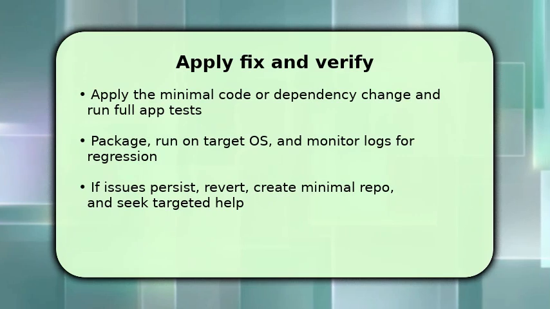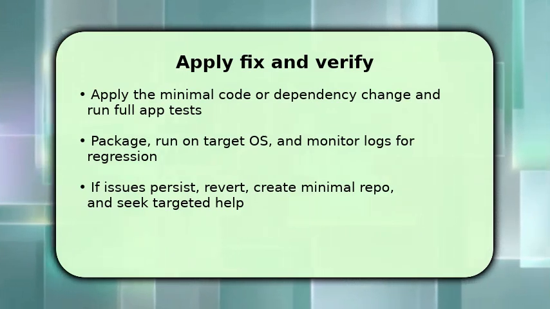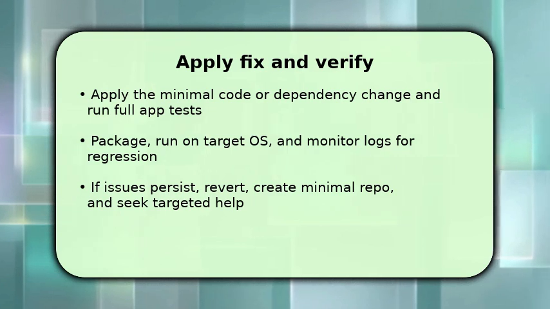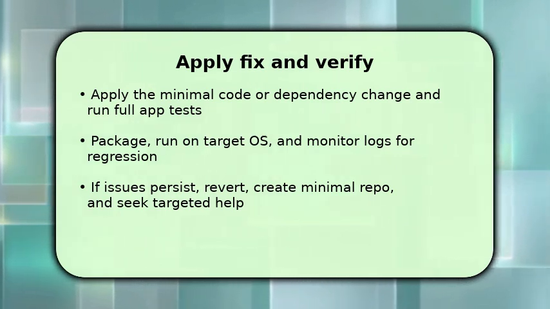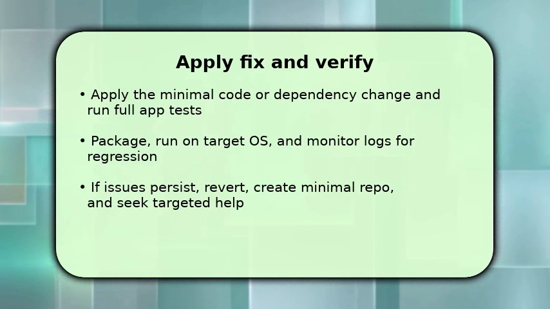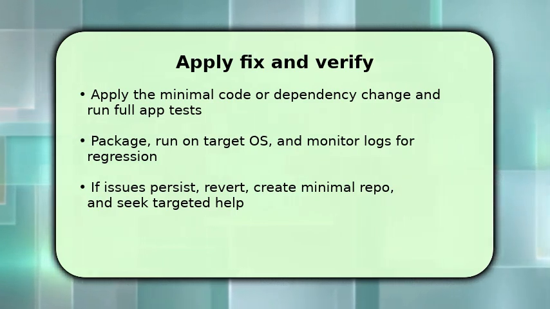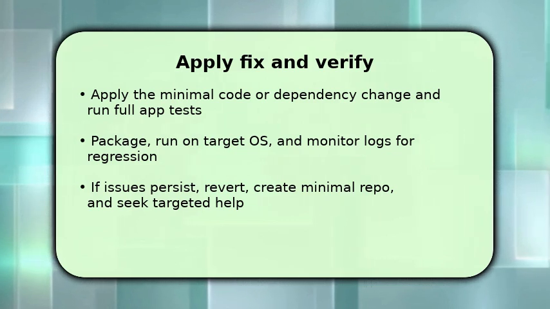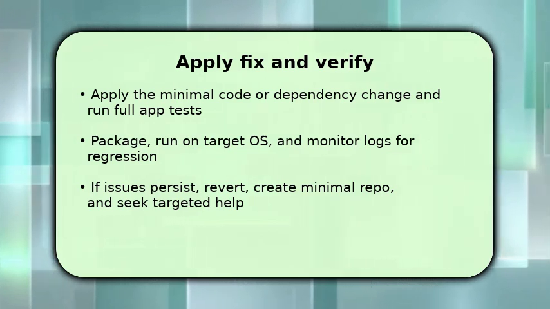You now implement the minimal tested change, whether it's a guard clause, corrected import path, or updated native binding, and run the app locally and through automated tests. Once green, build and run the packaged app on the target operating system and watch logs for regressions.